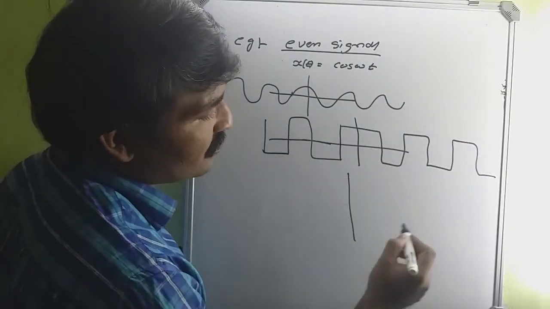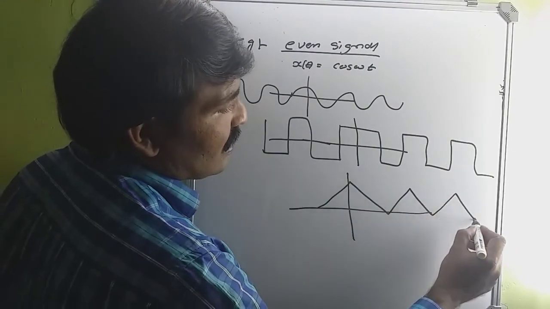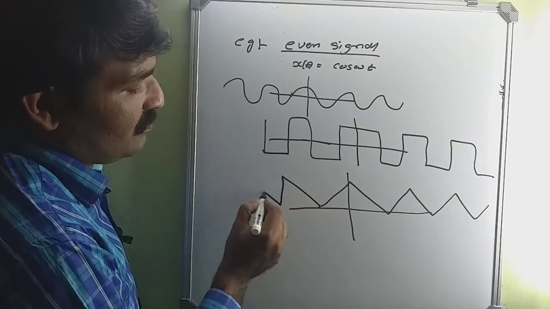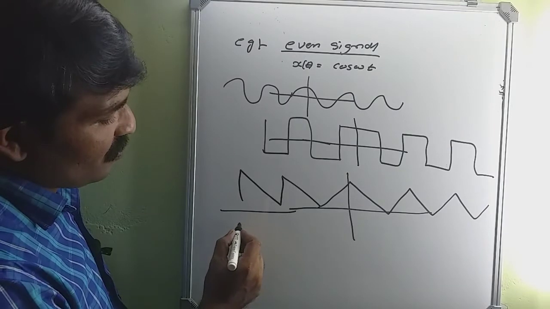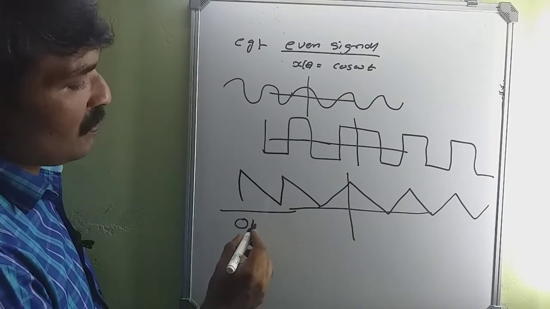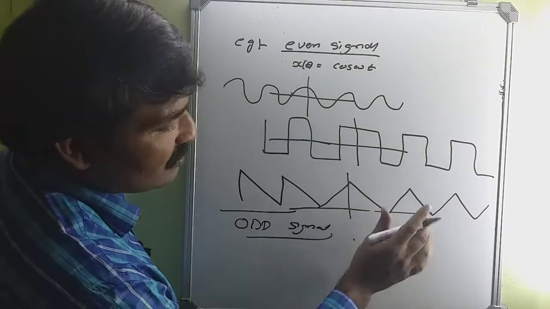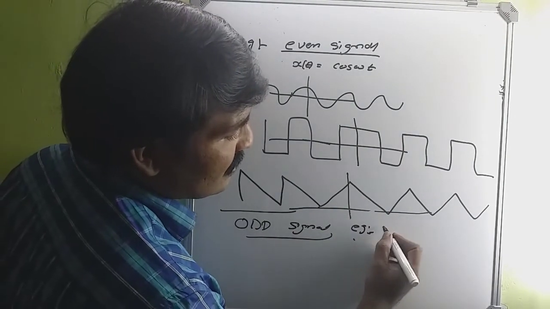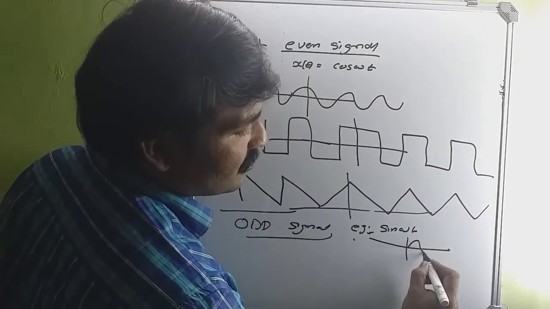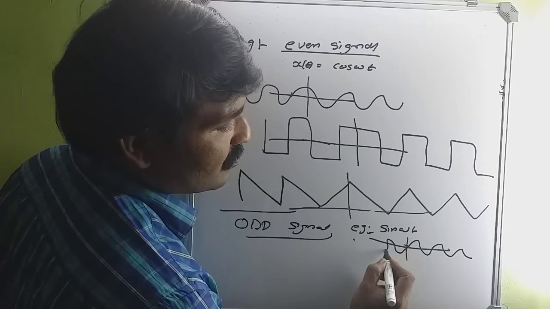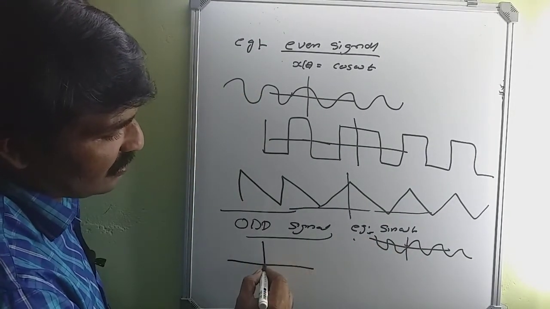Next example is a sawtooth signal. These all are even signals. For an odd signal, examples are sin t or sin omega t, and a square signal. Suppose a square signal like this.